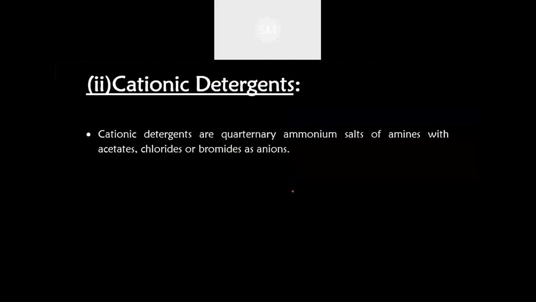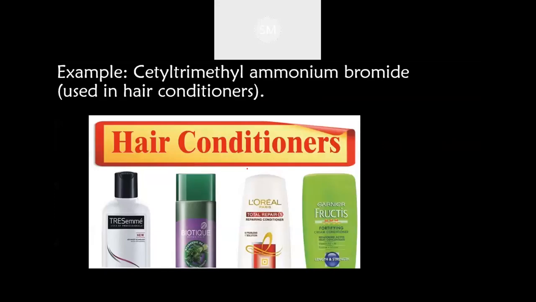Moving on with the second part: cationic detergents. These are quaternary ammonium salts. Ammonium will be carrying a plus charge here. They are quaternary ammonium salts of amines with acetates or chlorides or bromides as anions. So these are cationic detergents. Where you will find them: hair conditioners, with cetyl trimethyl ammonium bromide as an example. These are used in hair conditioners, which are cationic detergents.